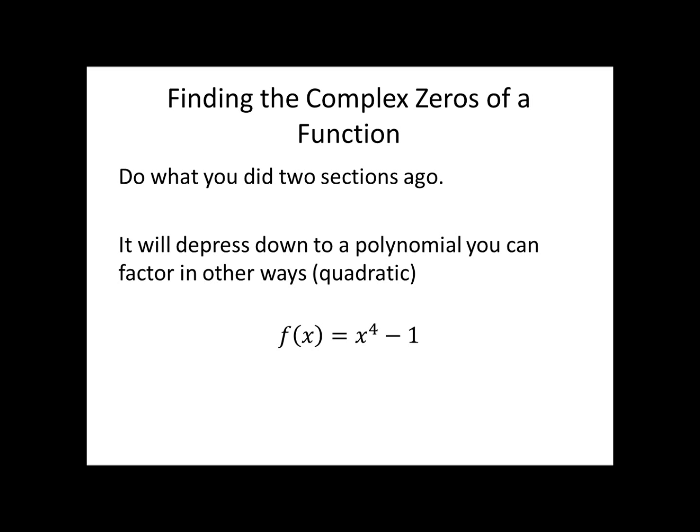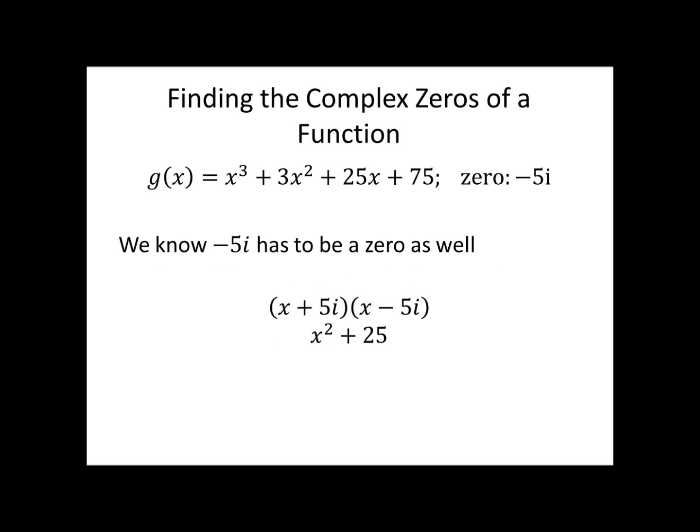We're going to do exactly what we did 2 sections ago. We're going to do the whole P over Q stuff. It will depress down to a polynomial that you can then factor in other ways. Basically what we do is we depress it down into typically what's a quadratic. Now we're going to do that with this one in a couple minutes, but before we do that, let's take a look at a different way of approaching this.